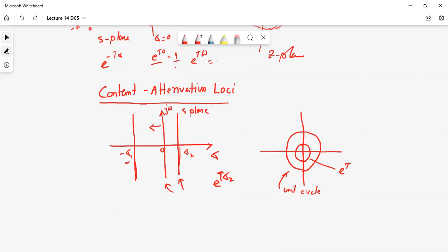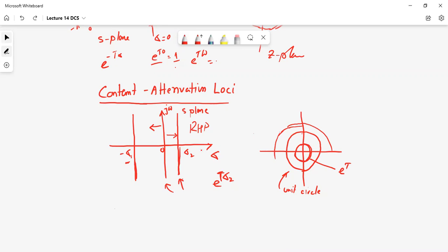If we have a constant attenuation line in the left half plane, then it should give a circle inside the unit circle. Similarly, if it is in the right half plane, in that case it should give us a circle with a radius larger than unity. So basically, a circle that will be outside the unit circle.